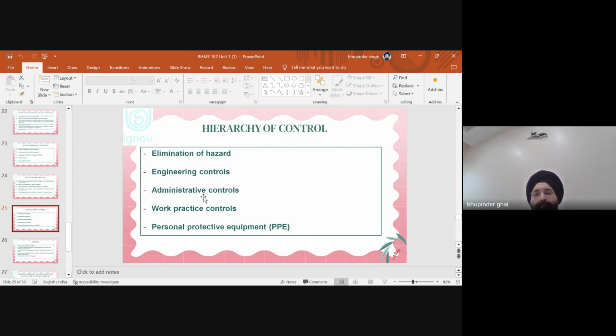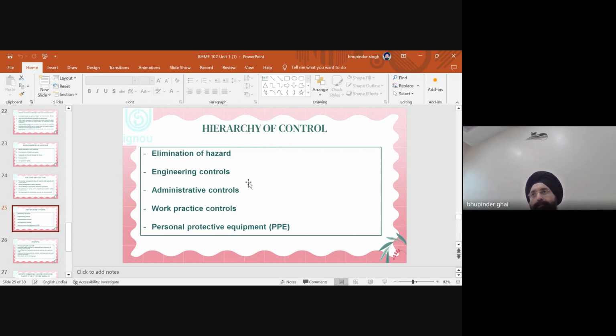Next comes the administrative control. Suppose there is a place where a lot of noise is there. You cannot eliminate the noise, and you cannot reduce the noise by engineering control. So in that place comes the administrative control. What is administrative control? You can ask the worker to work in that area for a minimum period. Suppose in an 8 hour shift, you tell the worker to work in that place for 2 hours. On rotation, a different person will go.